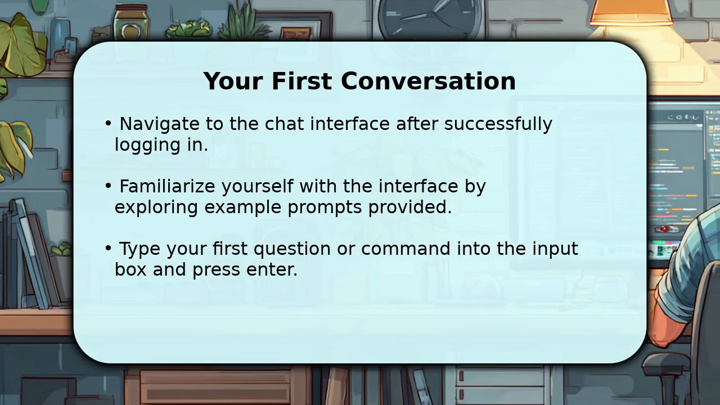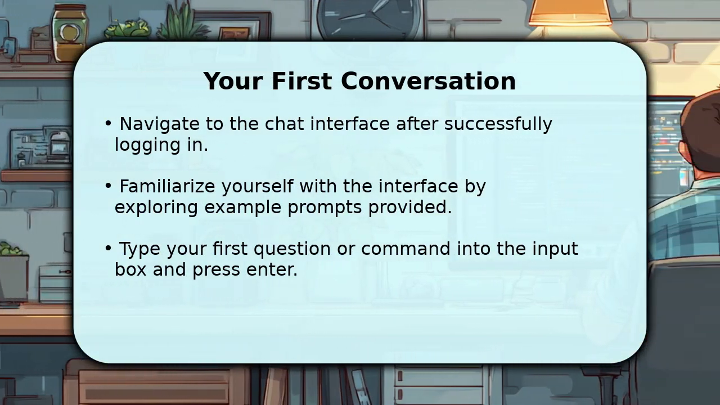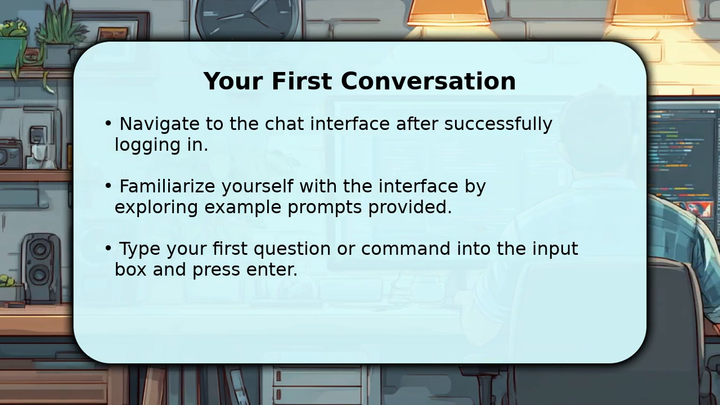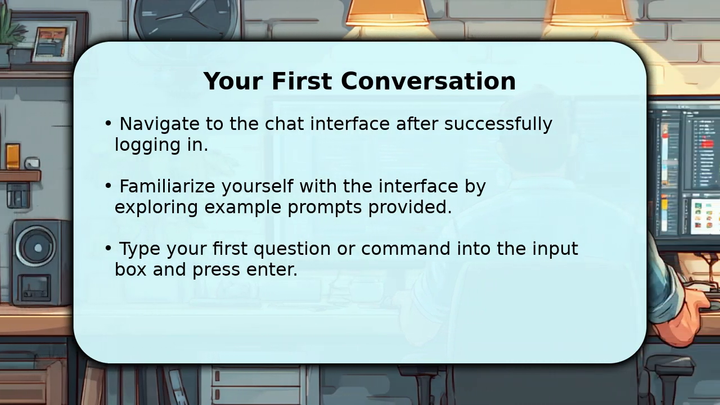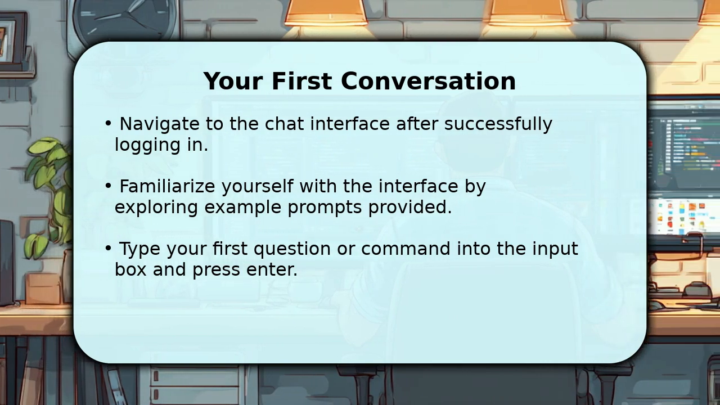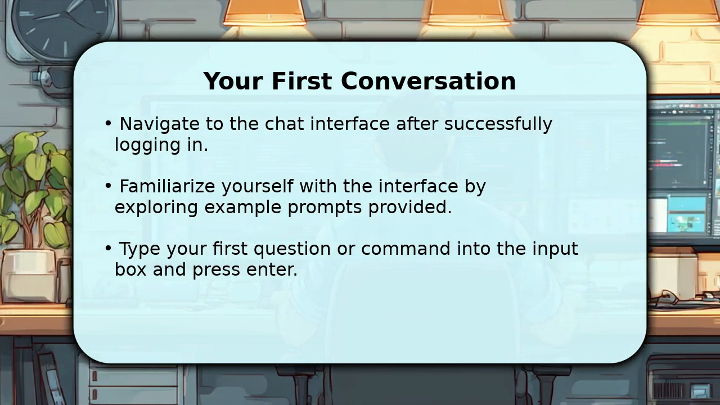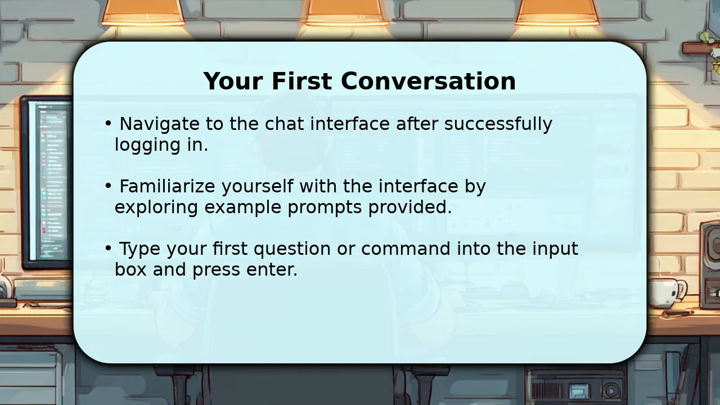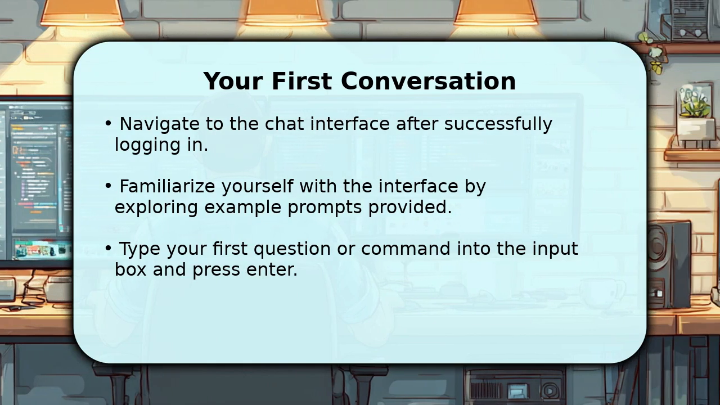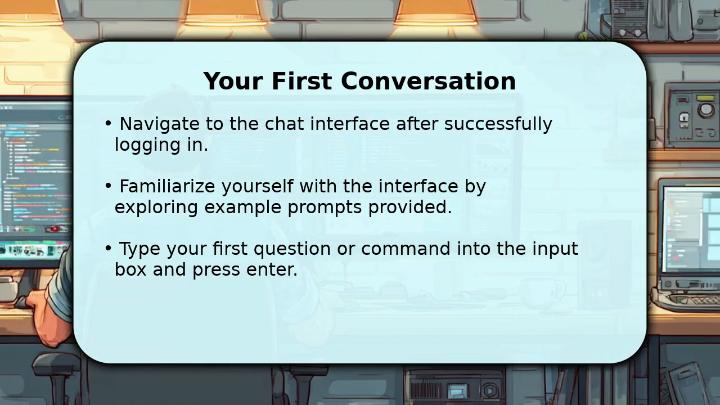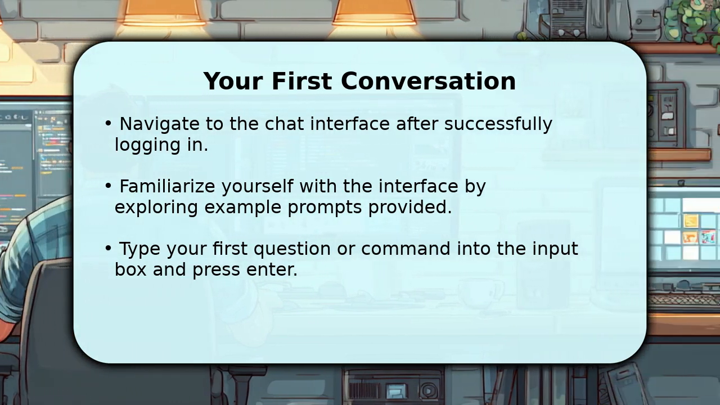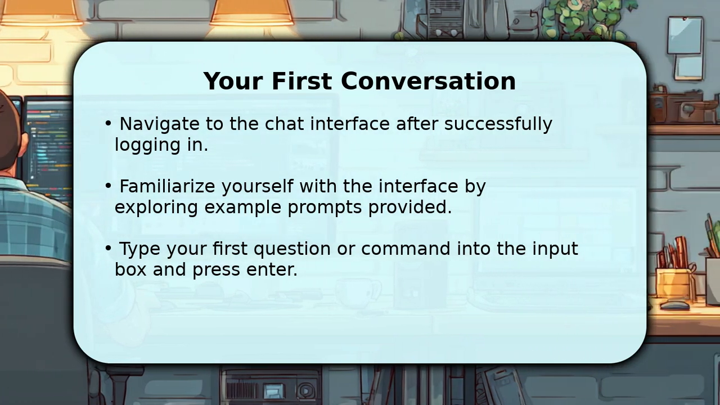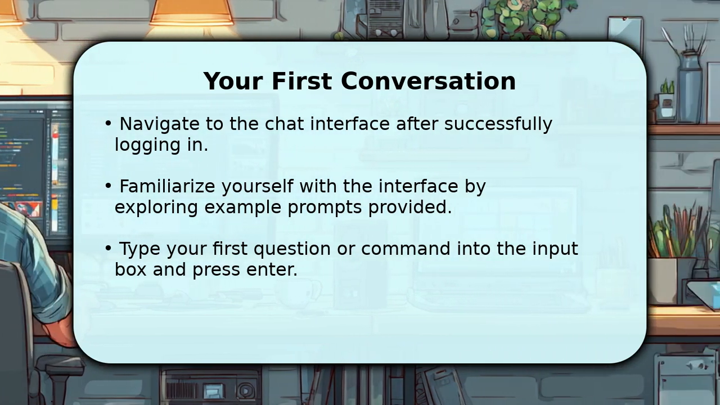With your account fully set up, you are ready to begin your first conversation with ChatGPT. Navigate to the main chat interface, which you will find easily accessible after logging in. Take a moment to familiarize yourself with the layout and explore any example prompts that are displayed. These can spark ideas for your own interactions. When you are ready, simply type your first question or command into the text input box at the bottom of the screen and press enter to receive an immediate response from the AI.